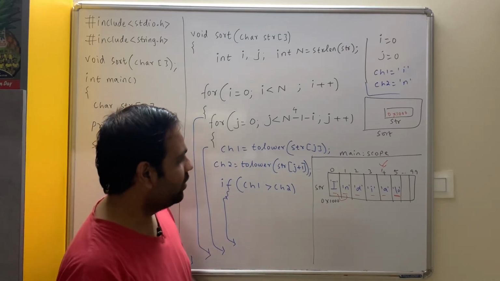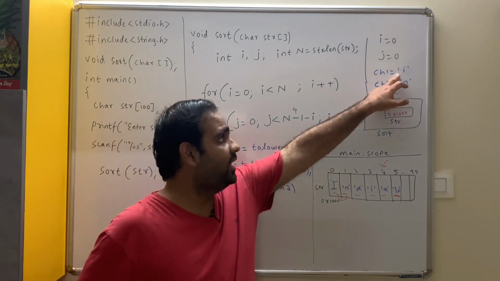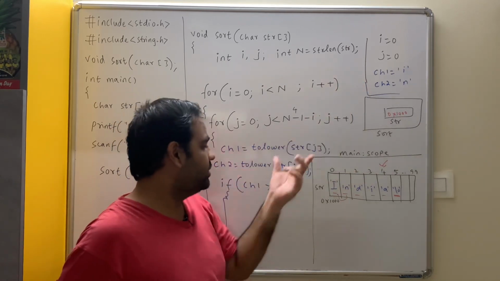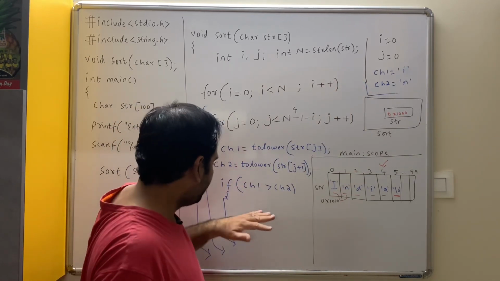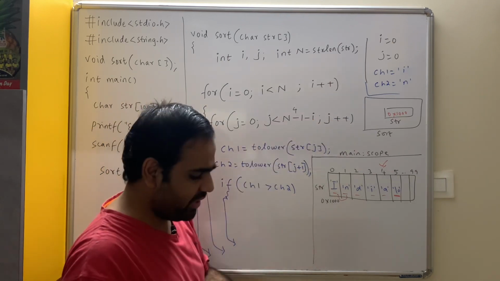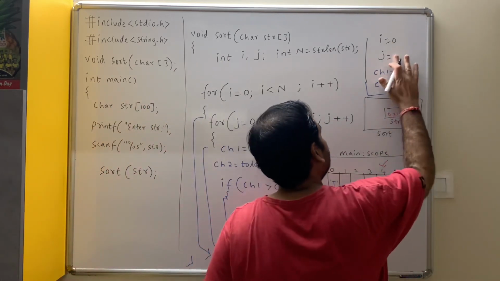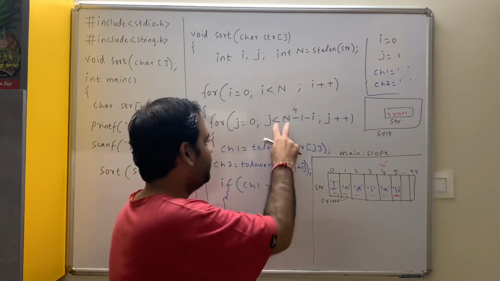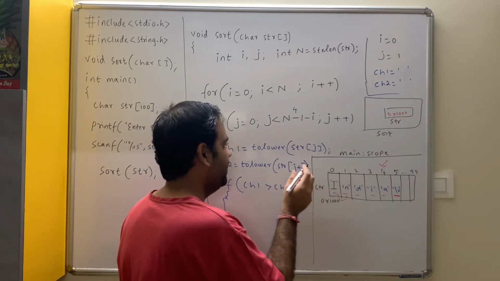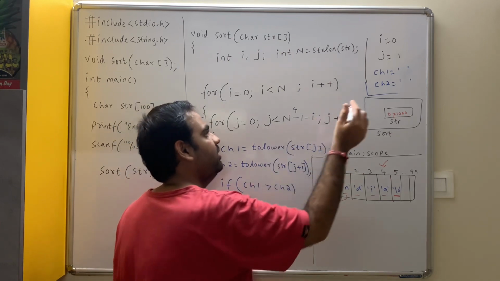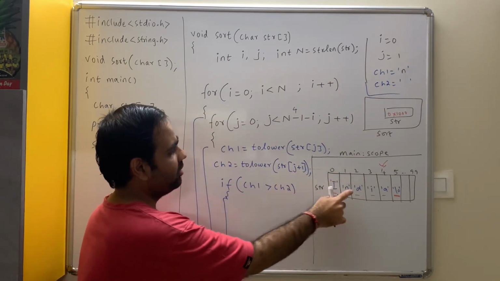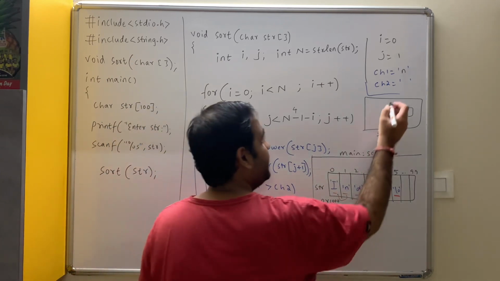Okay, let's see. What is ch1? It is i, greater than n. The condition is false because the ASCII value of i is less than the ASCII value of n. Do not execute this. You say j plus plus, the value of j will become 1. 1 is less than 4, yes. str of 1 is n. tolower of n is n. It is still n. str of j plus 1, 1 plus 1 is 2. tolower of d is d.